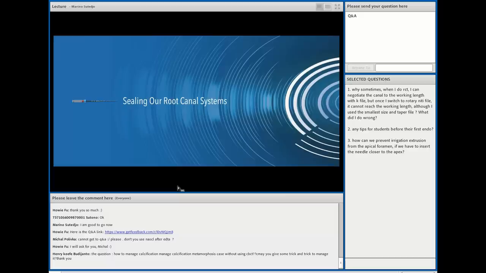Yes, so I'm going to use my sodium hypochlorite, then follow it with the EDTA, as you see in the protocols that I've been sharing previously. So it means after EDTA, you go directly to saline and you won't use sodium hypochlorite again. Yes, correct.